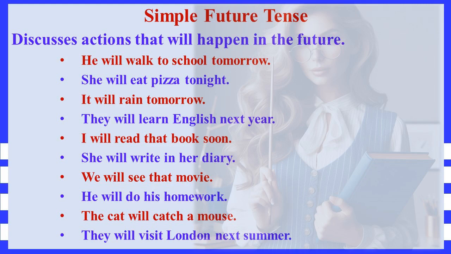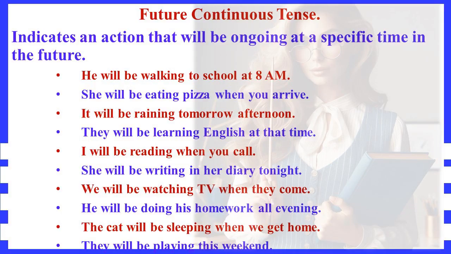He will do his homework. The cat will catch a mouse. They will visit London next summer. Future continuous tense. Indicates an action that will be ongoing at a specific time in the future.